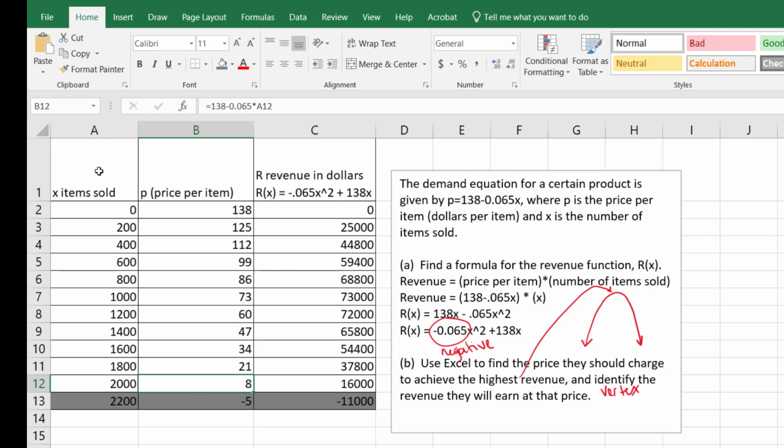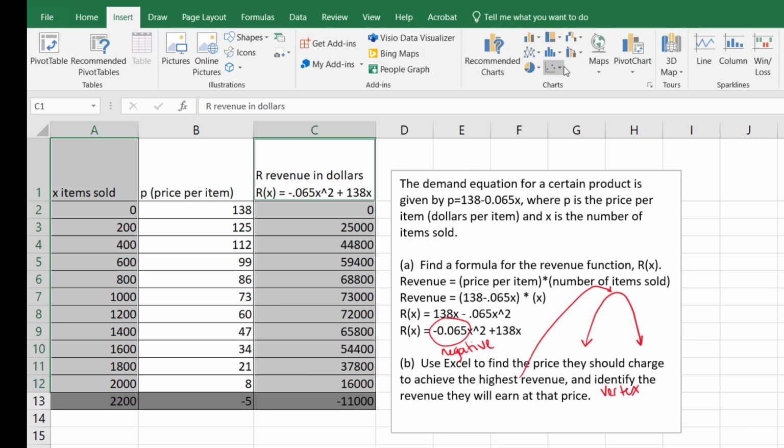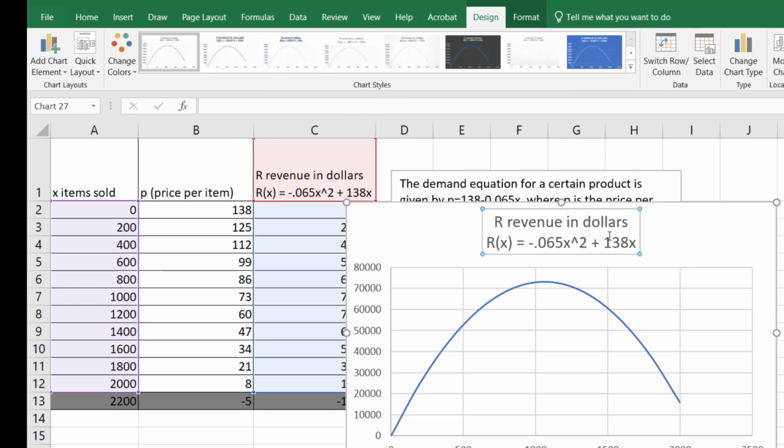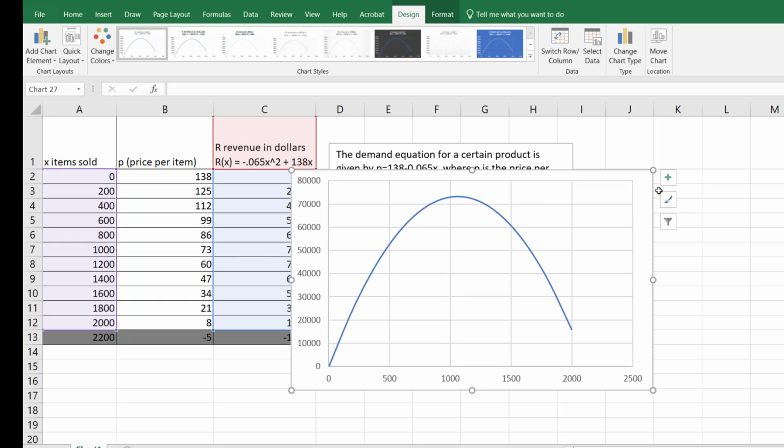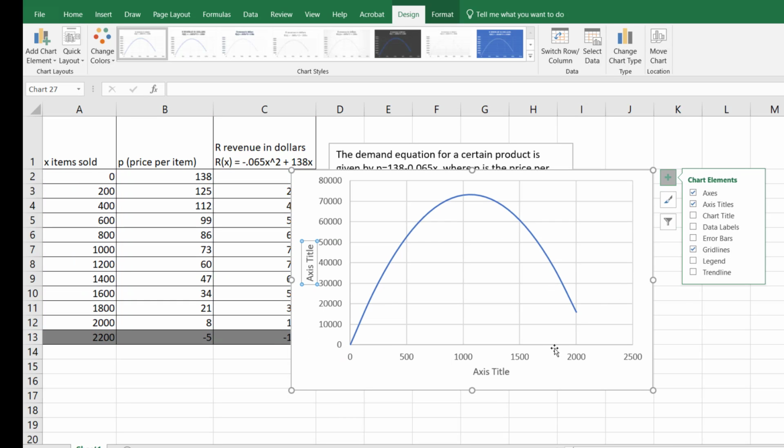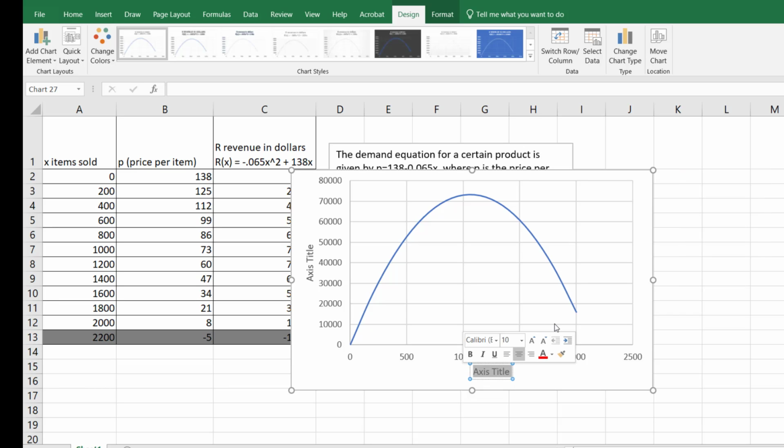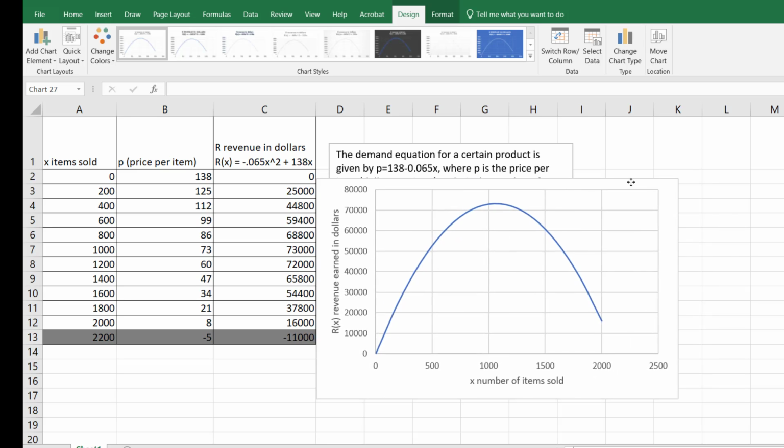Okay, so now I'm going to go ahead and create a graph of this revenue function. I highlight the values in column A, and I hold down the control button and highlight the values in column C, and I insert a smooth line graph. Here's my revenue function. I'm going to add labels on each axis. The horizontal input axis is X, which represents the number of items sold. The vertical axis represents R of X, revenue earned in dollars. And there is our open down parabola.